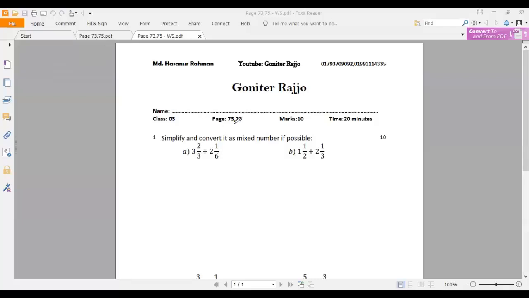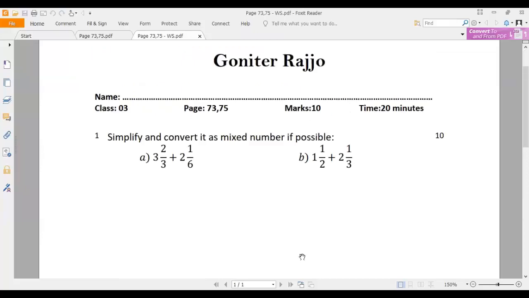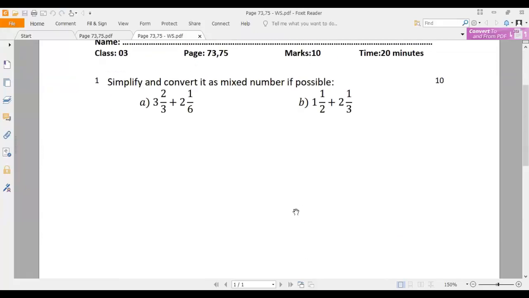Today I'll give you another worksheet solution of page 73 and 75. Simplify and convert it as mixed number if possible. So how can we convert? I'm just giving you a very short way.